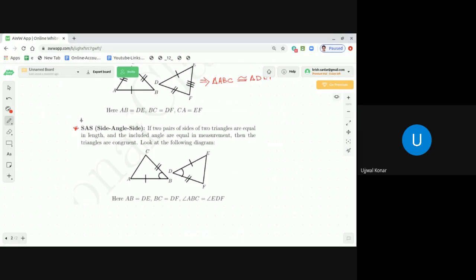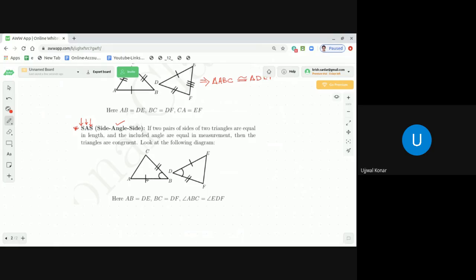So this is a side. S stands for side, S stands for side, and in between them there is an angle. Correct? So that is why it is called SAS, or side, angle, side, as it is written here. So what is that SAS rule? If 2 pairs of sides of 2 triangles are equal in length and the included angles are equal in measurement.